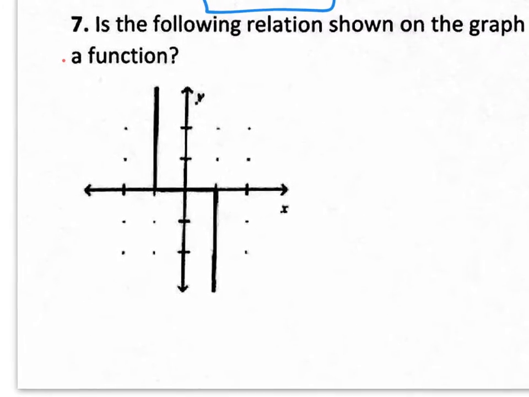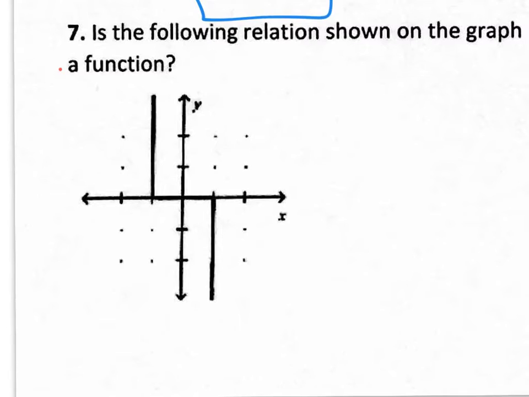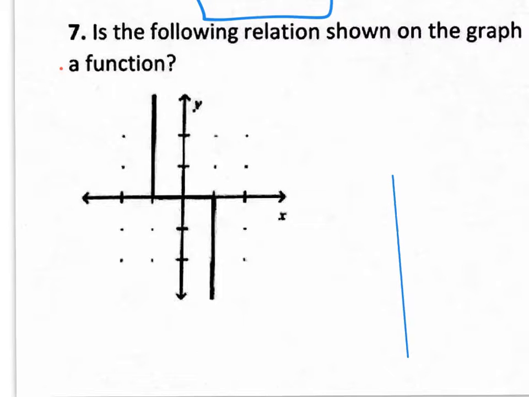Is the following relation shown on the graph a function? Don't get confused with that. Okay, why not? It doesn't pass the vertical line test. So if I were to draw a quick vertical line, and if I were to take that vertical line and move it left to right, right here, bam, it has a bunch of points in common. All these points are in common, so that makes it fail the vertical line test.